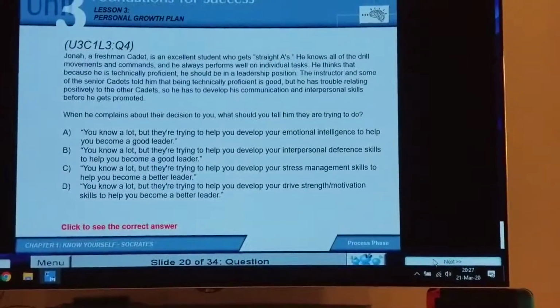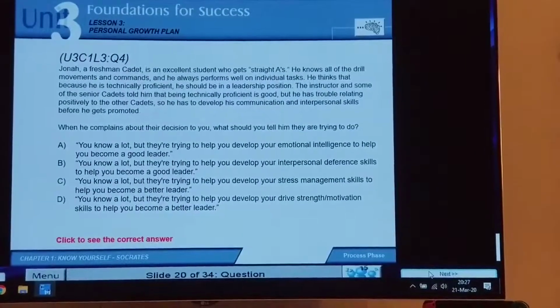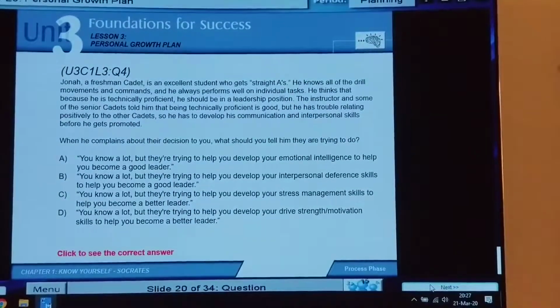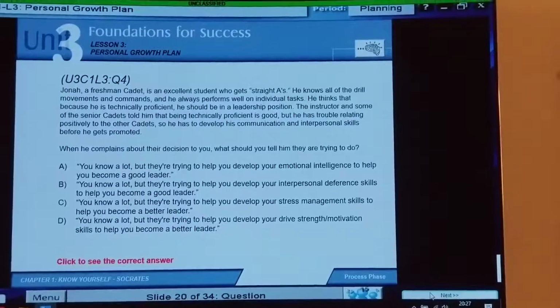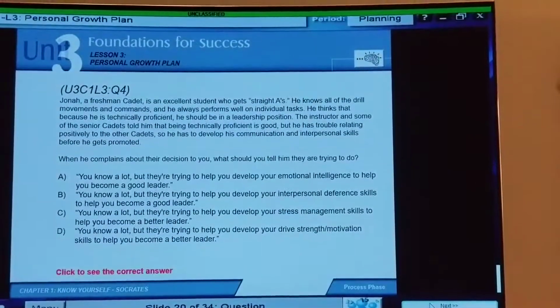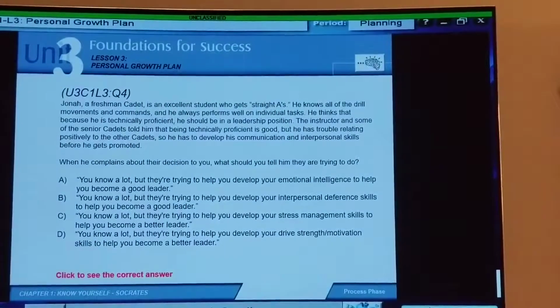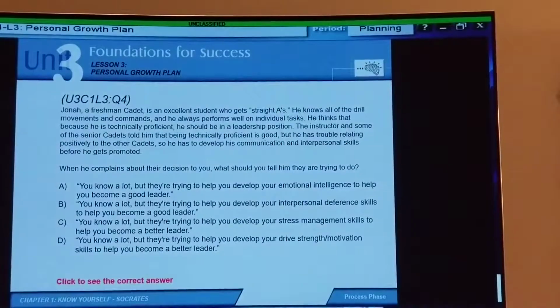A. You know a lot, but they're trying to help you develop your emotional intelligence to help you become a good leader. B. You know a lot, but they're trying to help you develop your interpersonal deference skills to help you become a good leader. C. You know a lot, but they're trying to help you develop your stress management skills to help you become a better leader. D. You know a lot, but they're trying to help you develop your drive, strength, motivation skills to help you become a better leader.